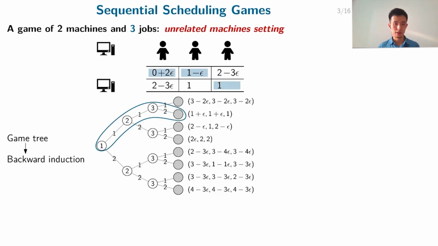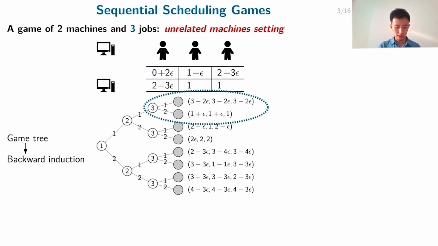For the second node, the first two players choose machine 1 and the last player chooses machine 2. So the load of the first machine will be around 1, and the load of machine 2 is also 1. So the cost of the first two players will be 1 plus epsilon, and the cost of the last player will be 1. Following this procedure, we can get all the costs for every node.